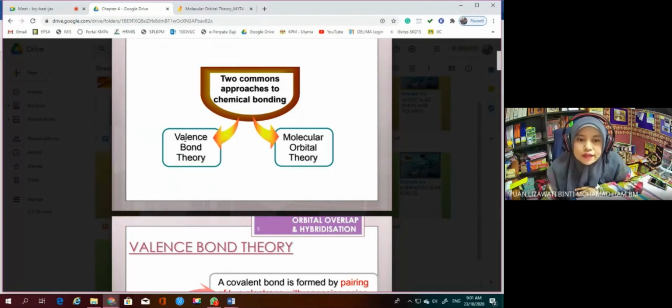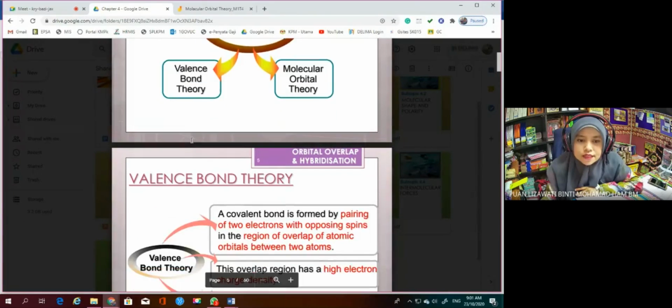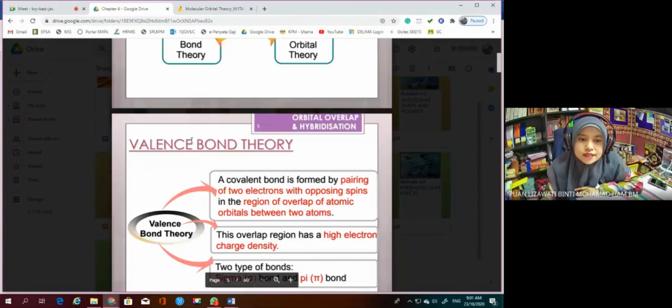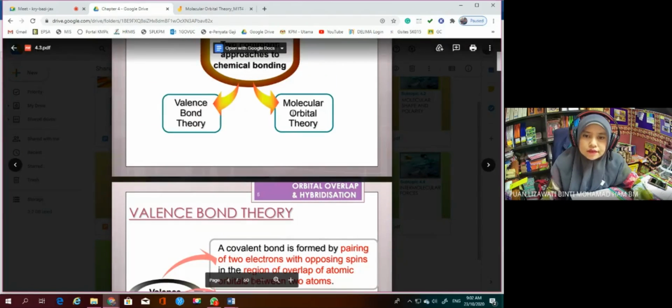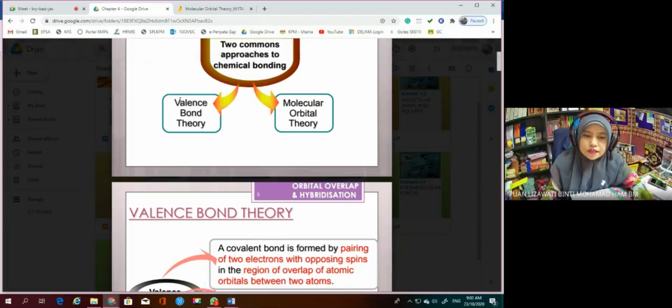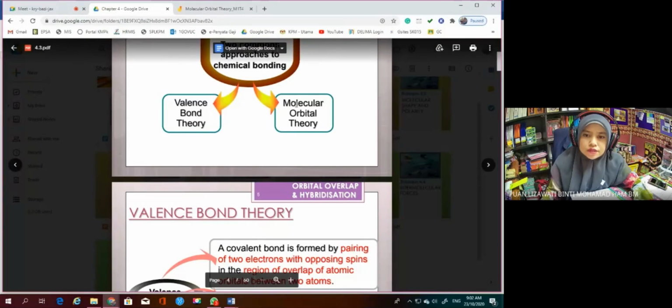Let's look at the valence bond theory. What is the valence bond? It has something to do with valence electrons. So valence bond theory is about a covalent bond that is formed by pairing of two electrons with opposite spin in the region of overlap of atomic orbitals between two atoms. For both theories, valence bond theory and also molecular orbital theory, it involves covalent bond.